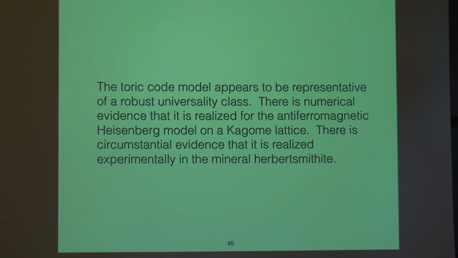In fact, there's a very well-known natural model that's actually applied to actual materials that seems to be this universality class. It's the anti-ferromagnetic Heisenberg model on a Kagome lattice. I'll show you on the next slide what a Kagome lattice is if you don't know. And there's circumstantial evidence that this phase is actually realized experimentally in the mineral Herbertsmithite. So we don't have Calabi-Yau, but we do have Herbertsmithite.